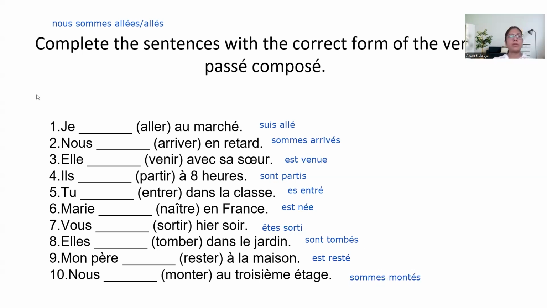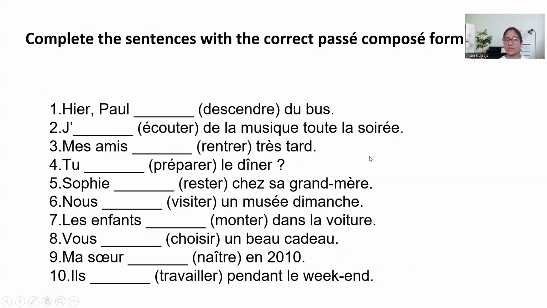Yeah. Clear, everyone? Now let's do a mixed exercise. Now you have to identify which verbs are avoir and which ones are être. Let's try this one. This is a tough one. Hier, Paul est descendu. Descendu, correct. Next. Je, j'ai écouté. Excellent.